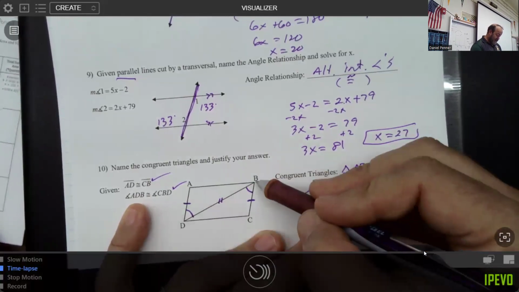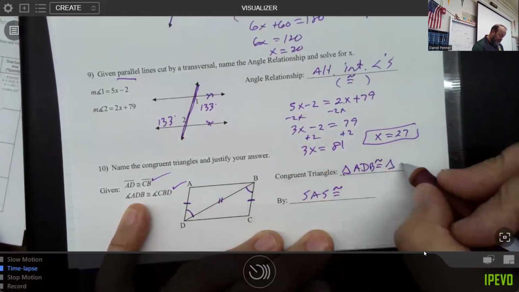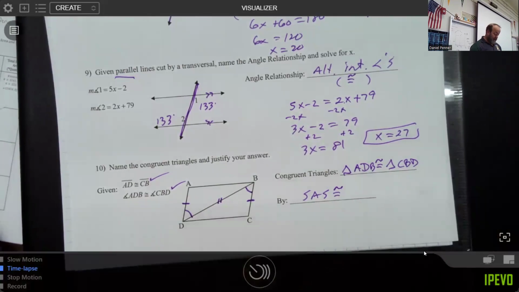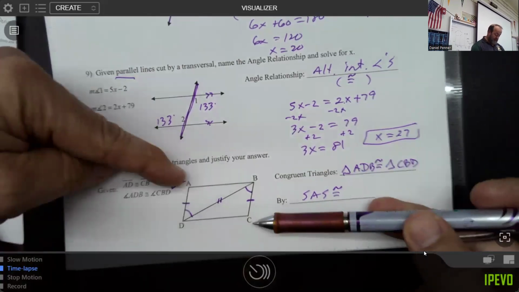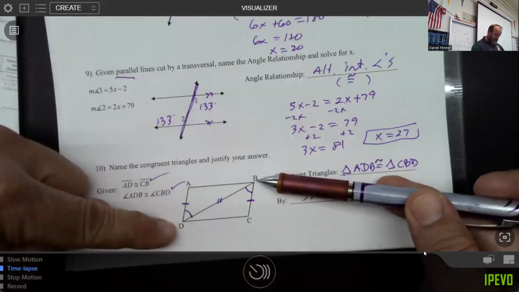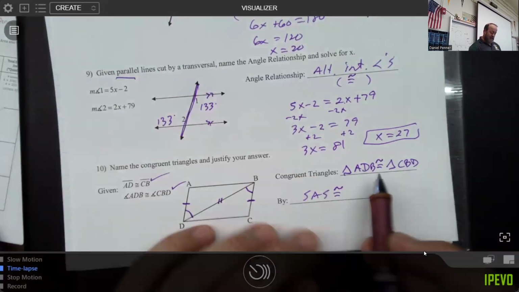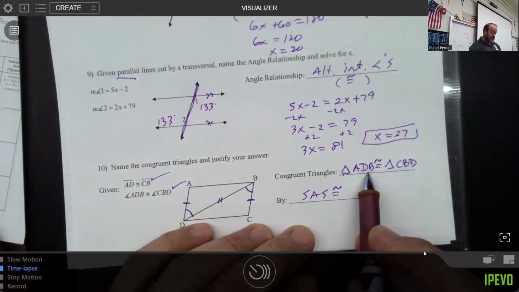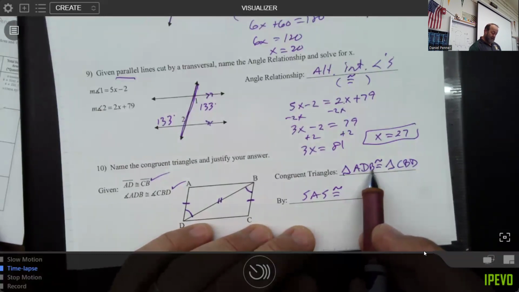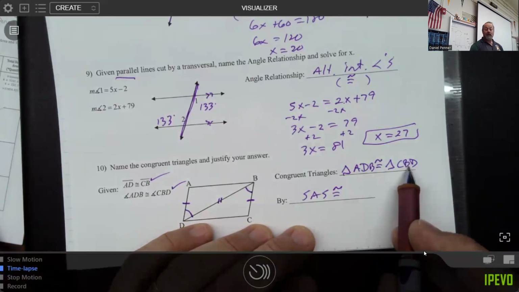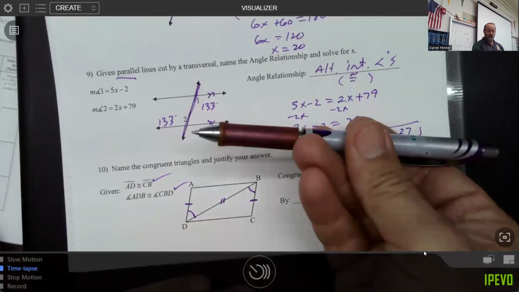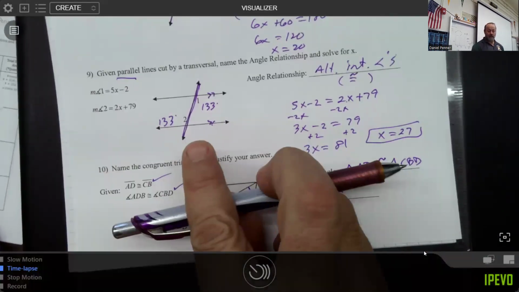ADB matches CBD. And the order of these letters completely matters, right? A corresponds to C, D corresponds to B, and B corresponds to D. Now that is kind of interesting because notice that DB is not the same as DB. It's that DB is the same as BD. If you look at something and then you flip it over, you're looking at the same length.